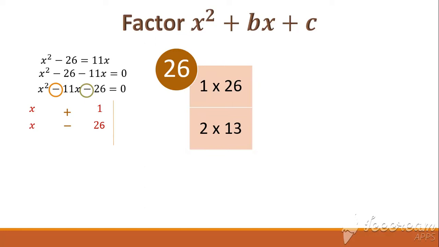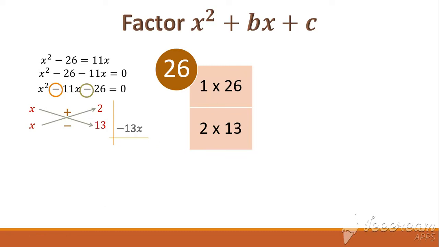Now I'm going to multiply the x with the 26, that is negative 26x, and the x with the 1, that is 1x. Now I'm going to subtract, and I'm going to have negative 25x. But this is not the number I need on here. So I'm going to try now with my 2 times 13. So I'm going to erase this and I'm going to start over with 2 and 13.